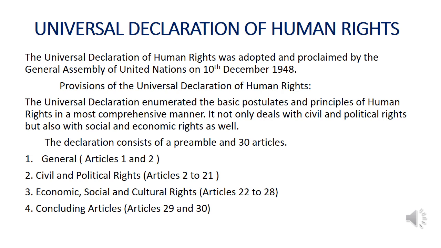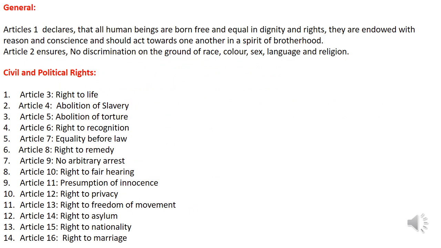The general articles include Articles 1 and 2. Civil and political rights include Articles 2 to 21, whereas the economic, social and cultural rights include Articles 22 to 28, and the remaining two articles, Article 29 and 30, are the concluding articles. In general articles, we have Articles 1 and 2. They lay down the provisions pertaining to the spirit of brotherhood and impartial treatment.